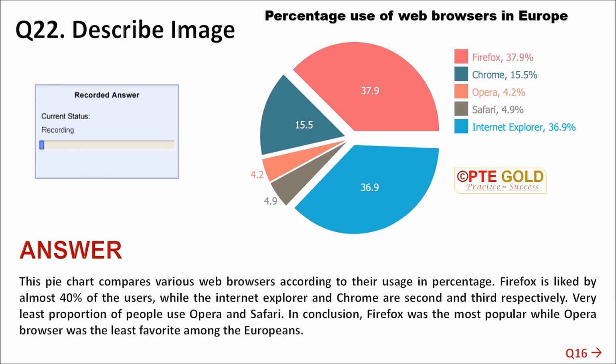This pie chart compares various web browsers according to their usage in percentage. Firefox is liked by almost 40% of the users, while the Internet Explorer and Chrome are second and third respectively. Very least proportion of people use Opera and Safari. In conclusion, Firefox was the most popular while Opera browser was the least favorite among the Europeans.